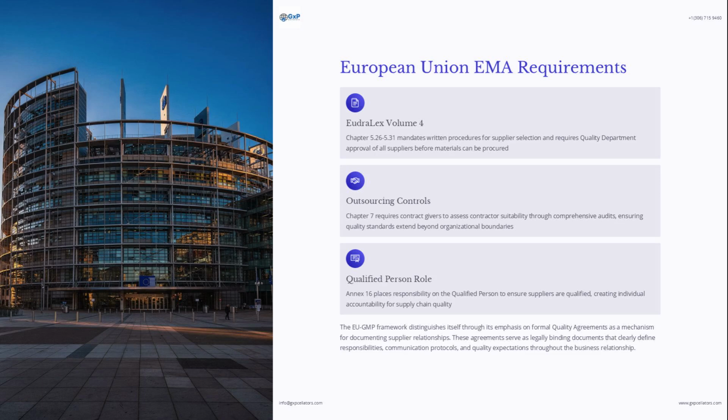The EMA requires suppliers to follow specific procedures for qualification, including outsourcing controls and qualified person roles. These measures ensure compliance with quality standards and protect pharmaceutical boundaries.